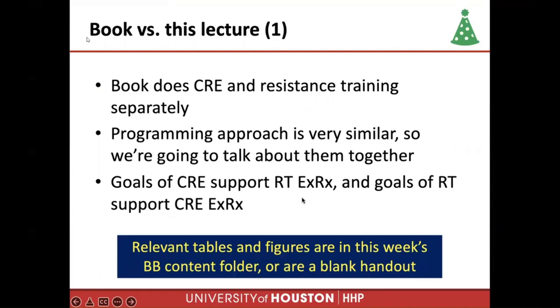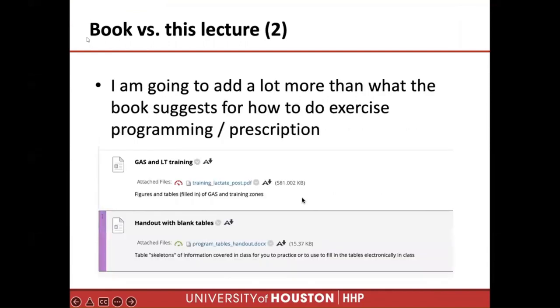The goals of these three, of CRE, of RT, of flexibility training, should all support each other as well. The relevant tables or figures are in this week's Blackboard content folder or are a blank handout for you to follow along. Where it says handout, I provide the whole thing. Some are just a table, and I have the table on the slide, but I also have a copy of the blank tables not filled out, so you can just write those in. For example, what I just talked about is a figure that's not in your book. So that is here, and then you have a handout with blank tables so you can fill in the tables.